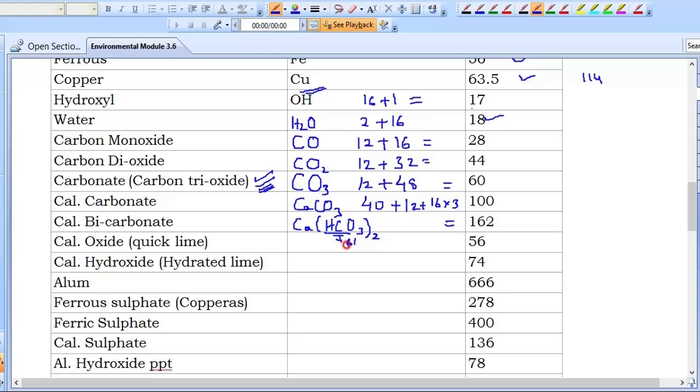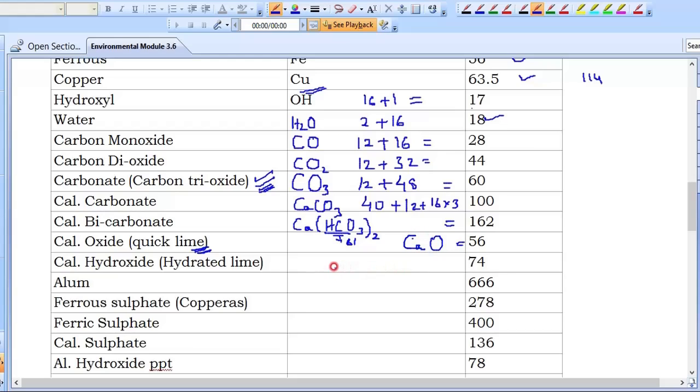Okay, then calcium oxide. Calcium oxide is also called quicklime. You should remember this one. This is quicklime we will call. The chemical formula is CaO. CaO is calcium oxide or quicklime. In the problem they mention it. Its weight is 56 because 40 plus 16 is 56.